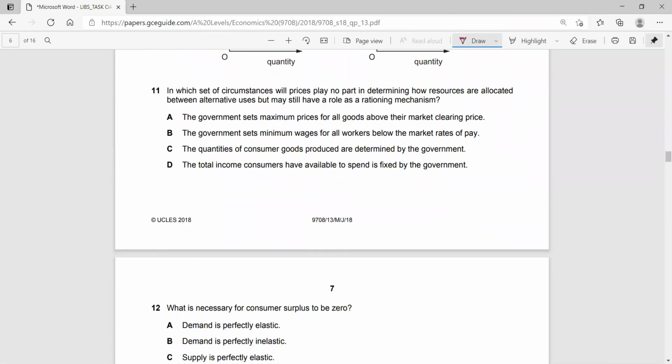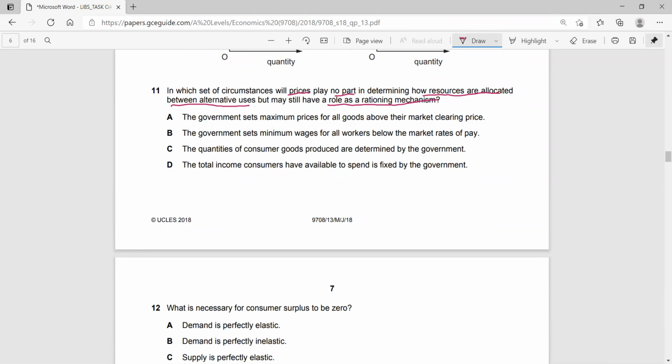In which set of circumstances will prices play no part in determining how resources are allocated between alternative uses? So how you decide which resources will go towards producing which type of goods. So whether you produce footballs or whether you produce, I don't know, chicken kathais or whatever. Point being, which type of goods are you producing? But may still have a role as a rationing mechanism.